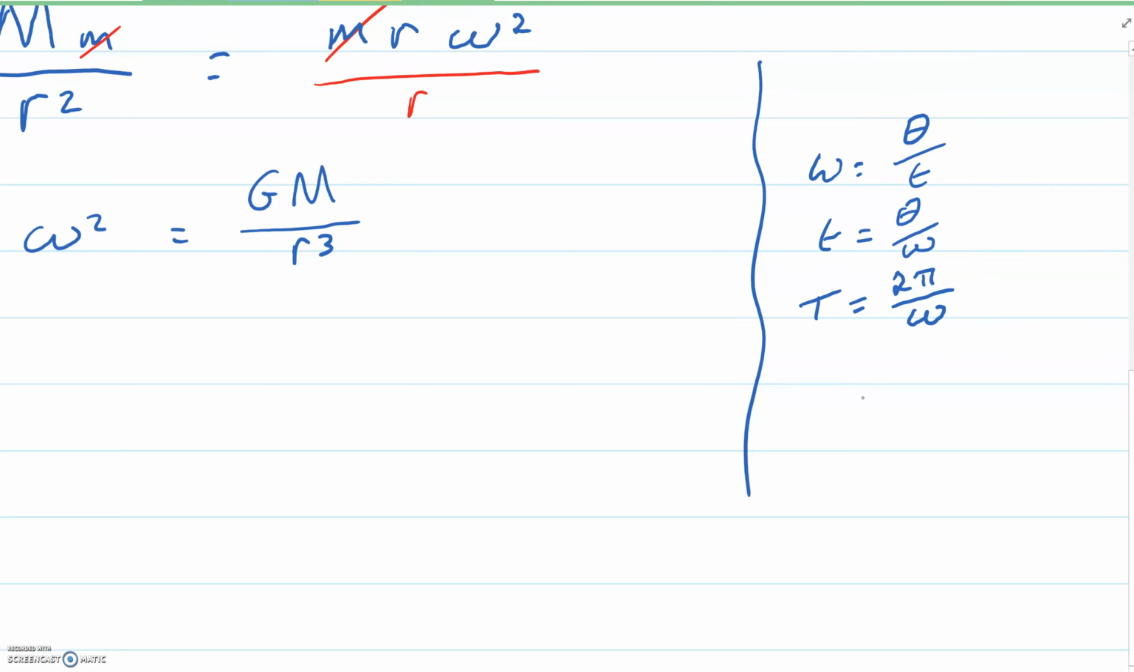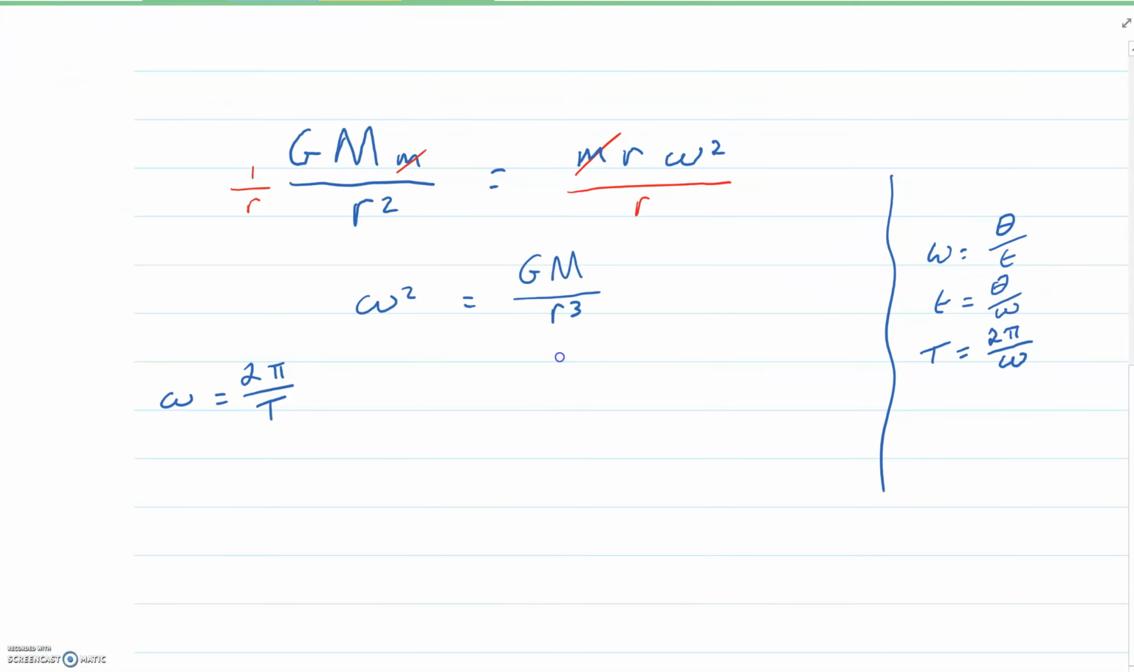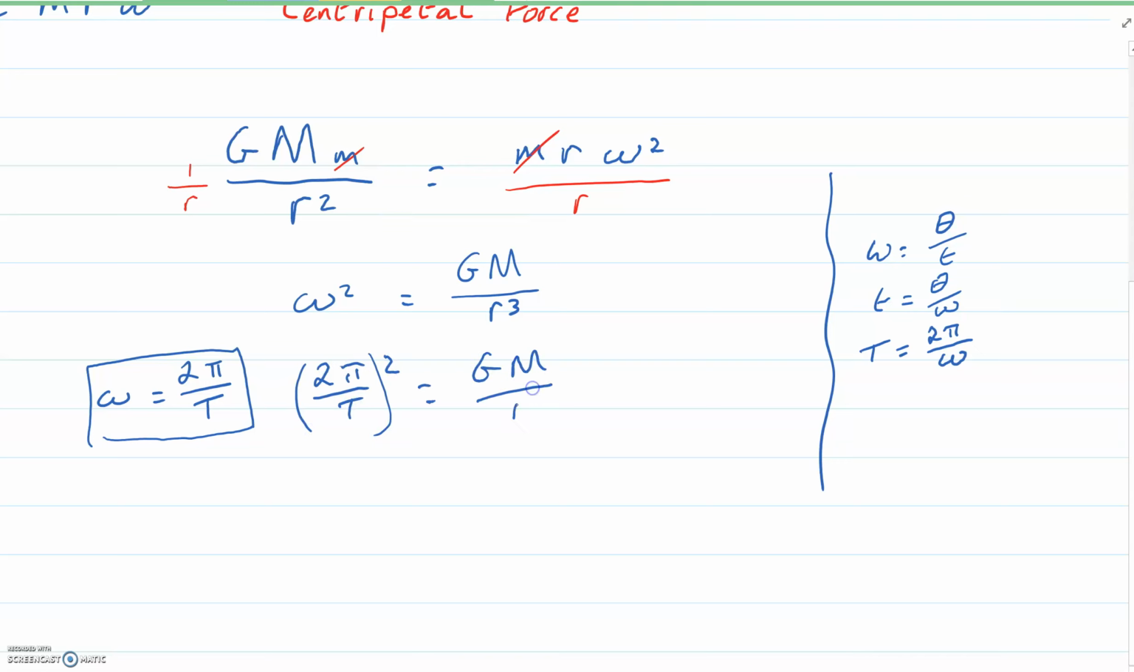Okay. Again, another very good formula to remember and to have. So we're using that over here, and we are going to substitute this in for omega here. So we get 2 pi all over t, and that's all to be squared, is equal to large G, large M over r cubed.